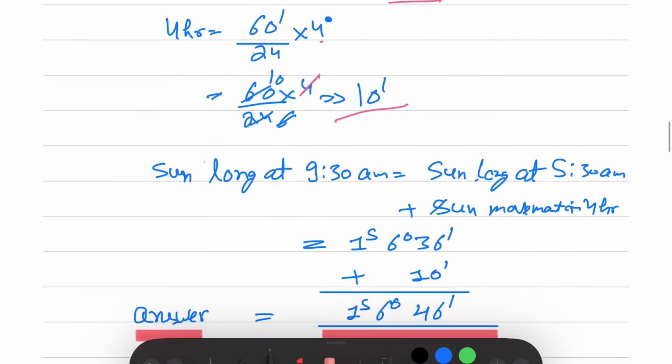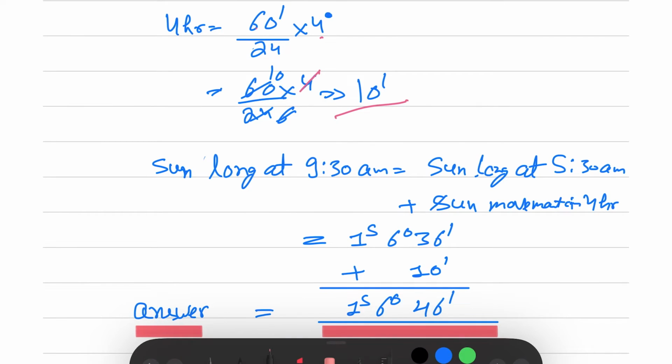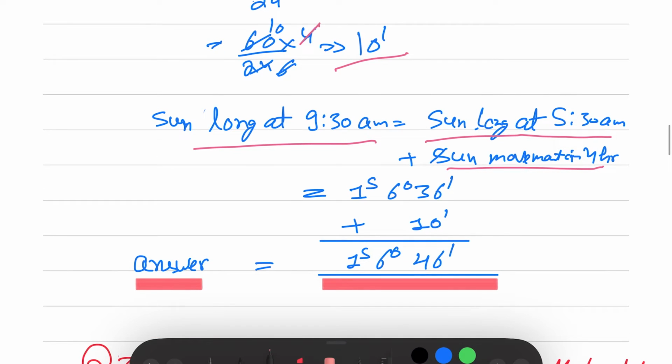The answer we require is the sun's longitude at 9:30 am. So we take the sun's longitude at 5:30 plus the sun's movement for 4 hours: 1 sign 6 degrees 36 arc minutes plus 10 arc minutes. So the answer is 1 sign 6 degrees 46 arc minutes.